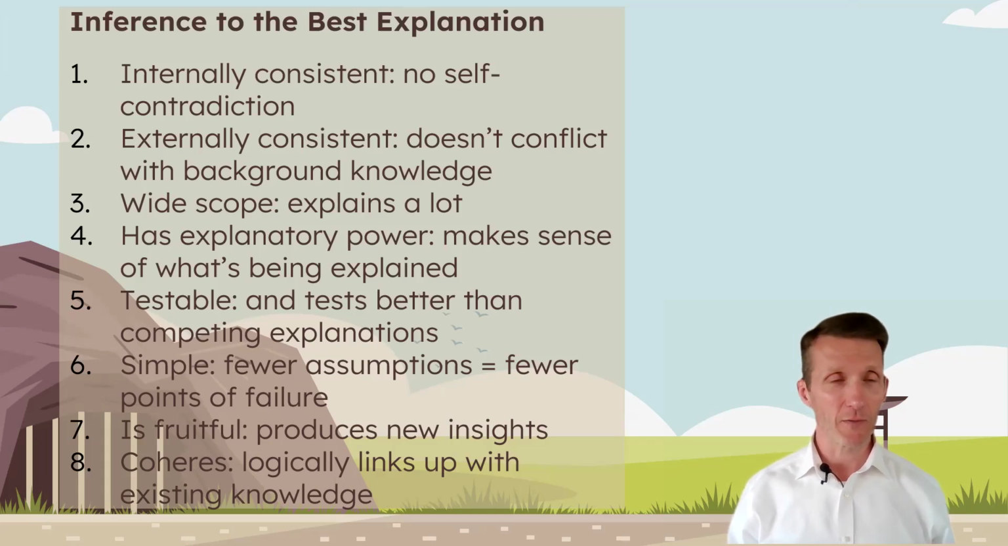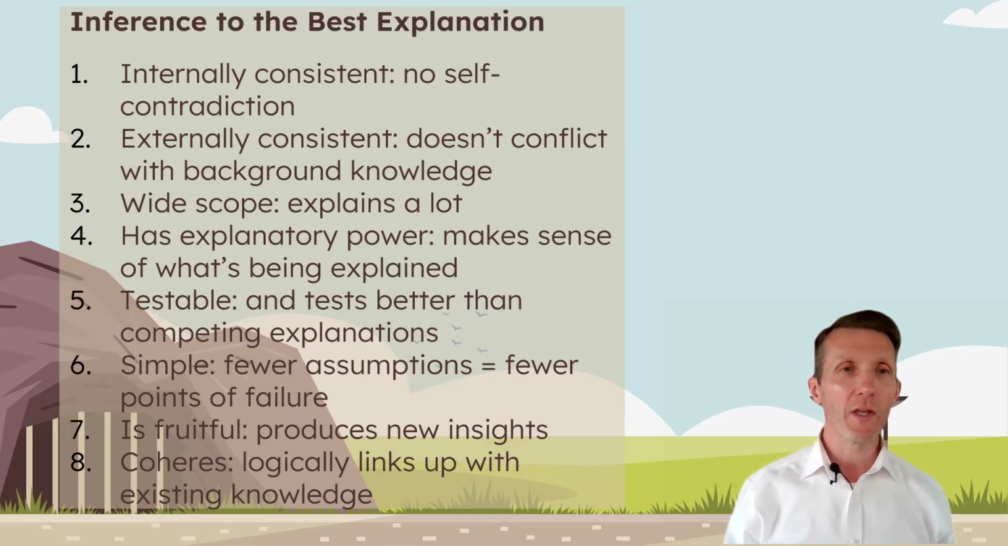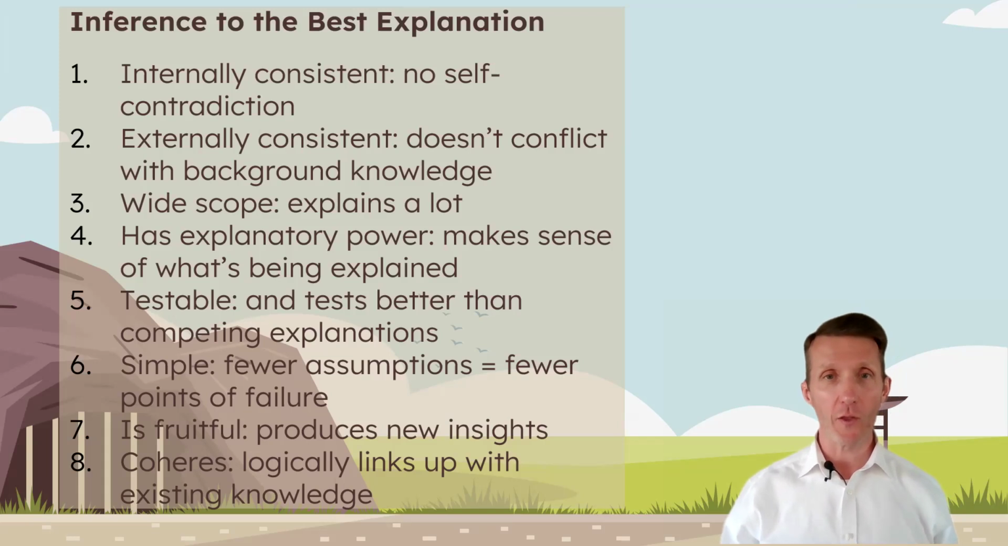Here's that first criteria. Is it internally consistent? Is there any self-contradiction within the explanation itself? Number 2, is it externally consistent? Does it conflict with established and reputable background knowledge? Number 3, is it wide in scope? Does that explanation explain a lot? Does it explain a lot of the evidence? Number 4, has it explanatory power? Does it make sense of what's being explained? Does it really have that logical connection? Number 5, is it testable? And does it test better than competing explanations?